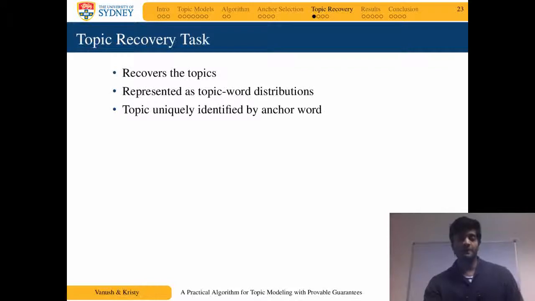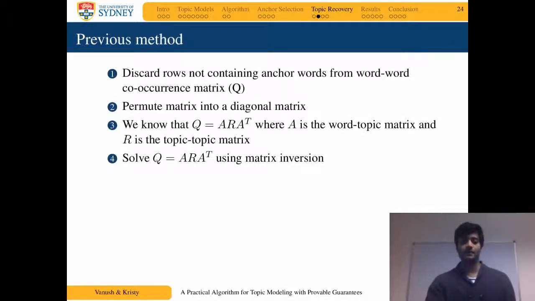The topic recovery step aims to extract the distributions of words for each topic. Since we have found K anchor words, they act as a unique identifier for each topic. But since topics are defined as distributions of words, we need to find the topic word distributions. In the author's previous paper, they performed topic recovery using matrix inversion. They permuted the word-word co-occurrence matrix Q so that the first K rows and columns contain the anchor words and then discard the remaining rows and columns.